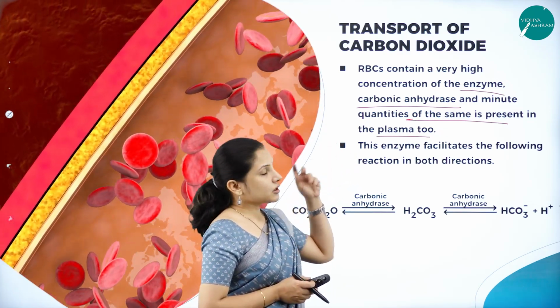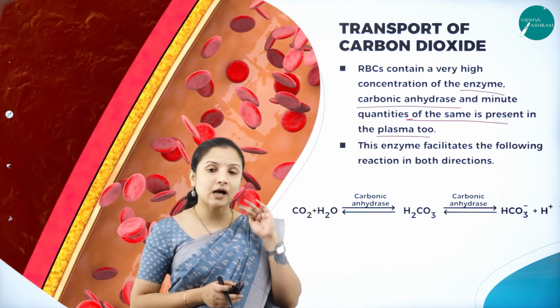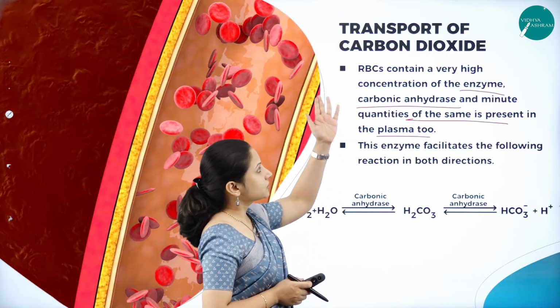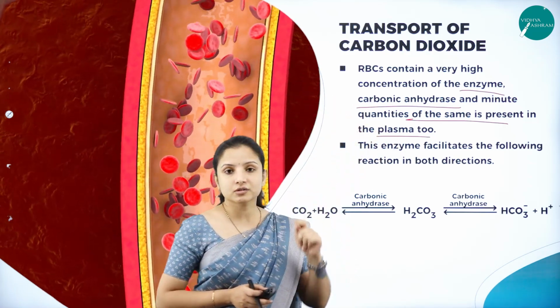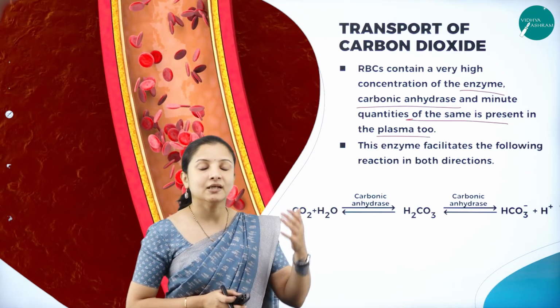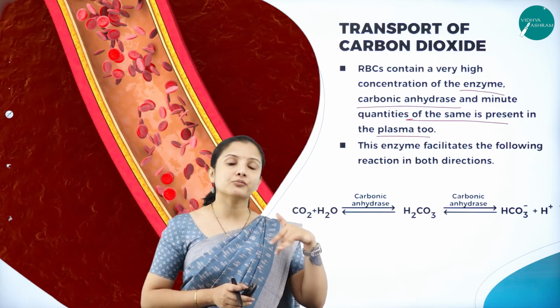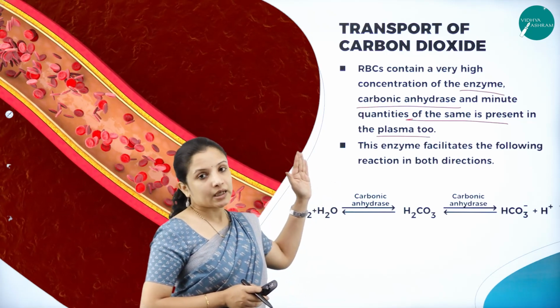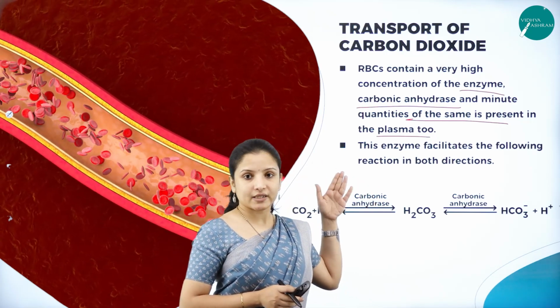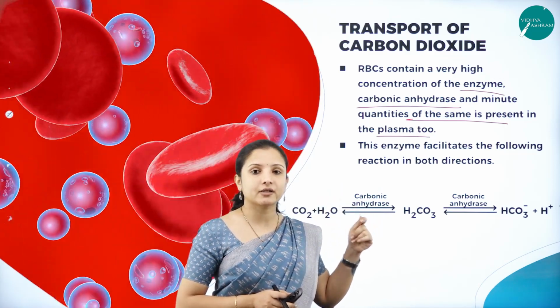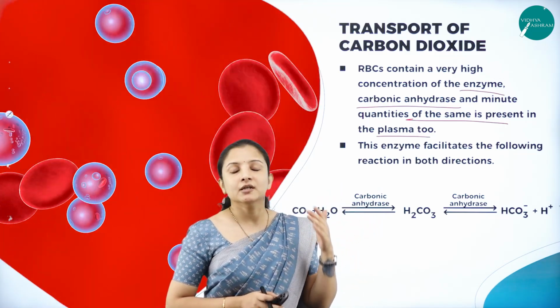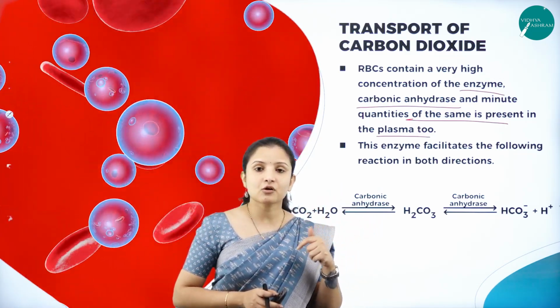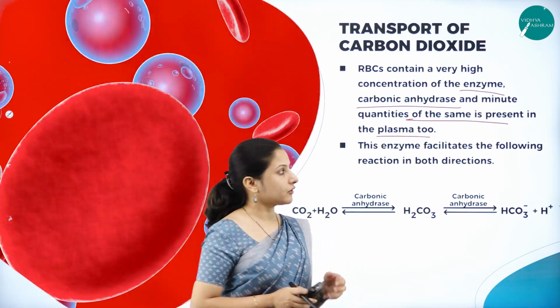So therefore here there is one enzyme, carbonic anhydrase. Carbonic anhydrase concentration is more in RBCs. That is why RBCs contribute major in transporting the carbon dioxide, whereas in plasma the carbonic anhydrase concentration is very less. So that is why the plasma contributes less to the transport of carbon dioxide.